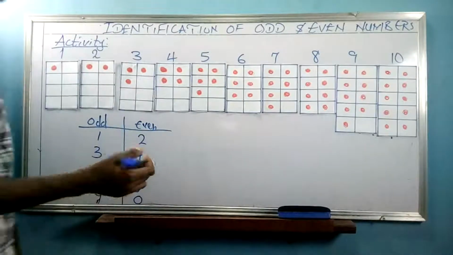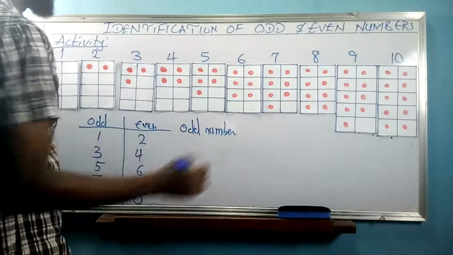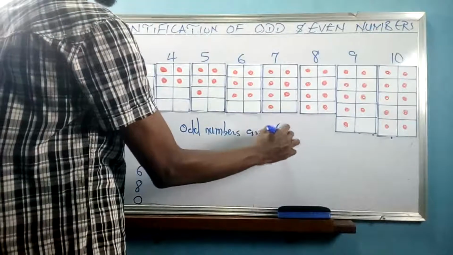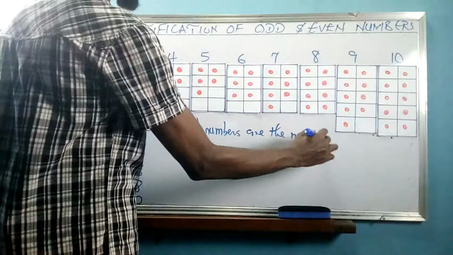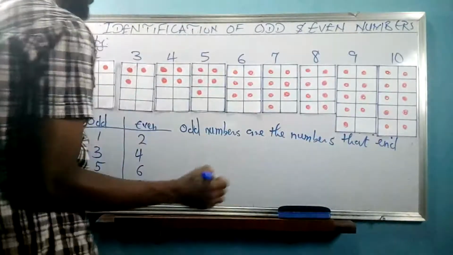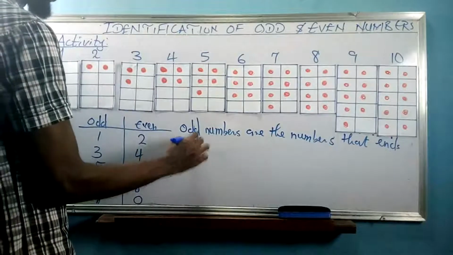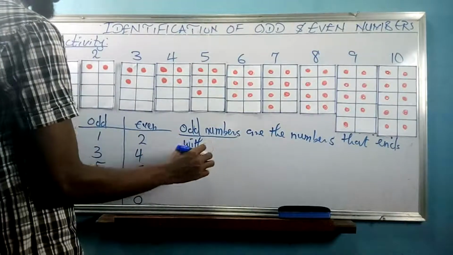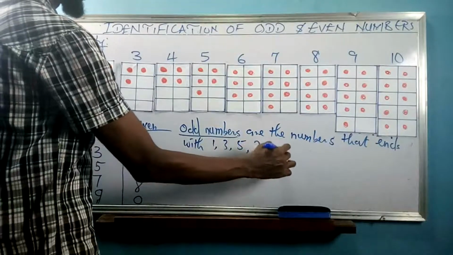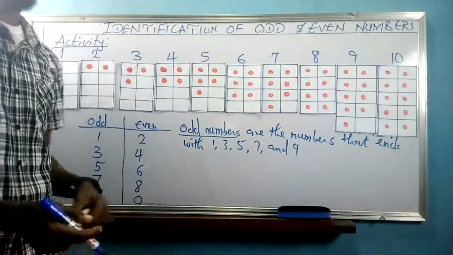Let's define odd numbers now. Odd numbers are the numbers that end with 1, 3, 5, 7, and 9. This definition is for the elementary class, please. Don't forget that it's for the elementary class.